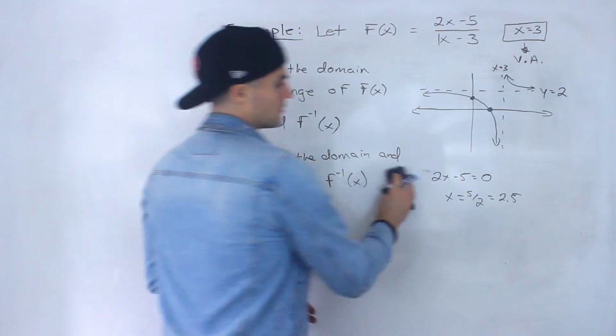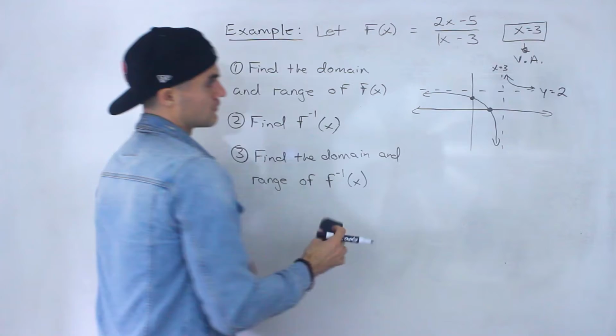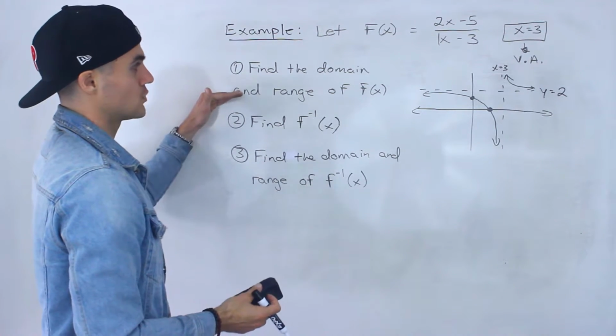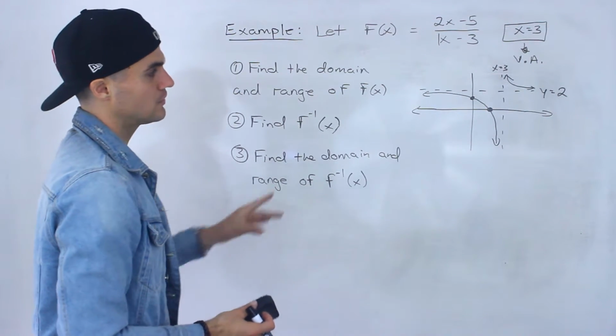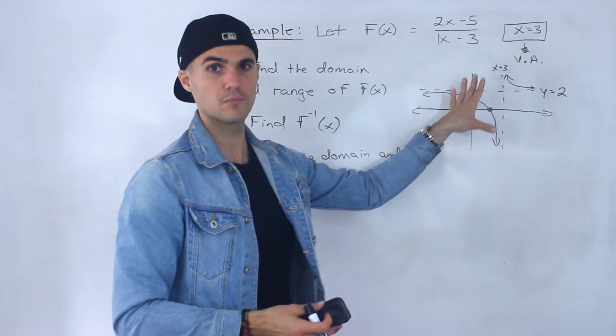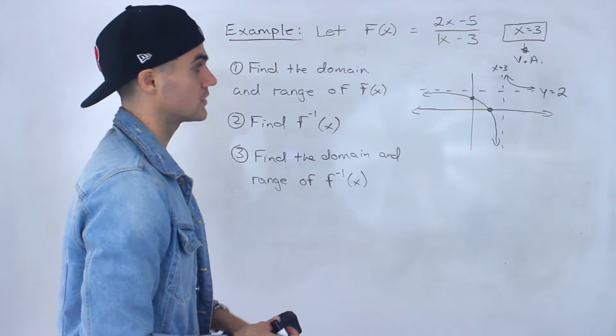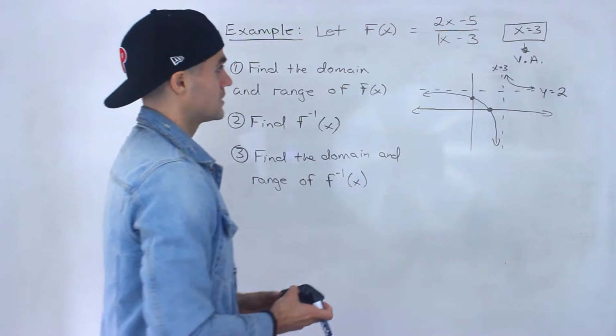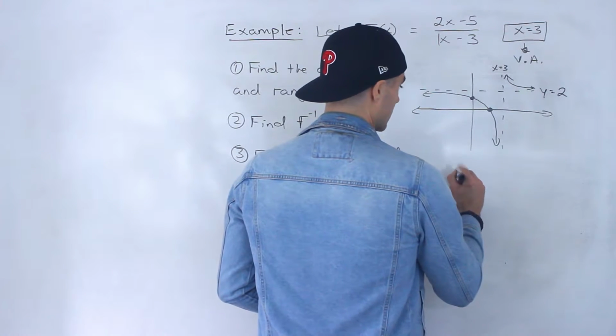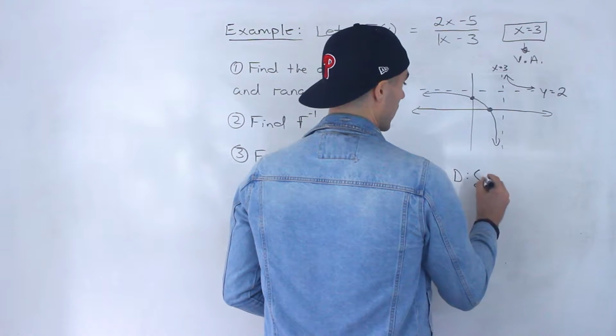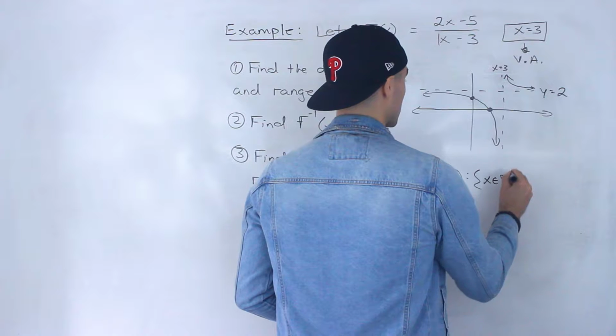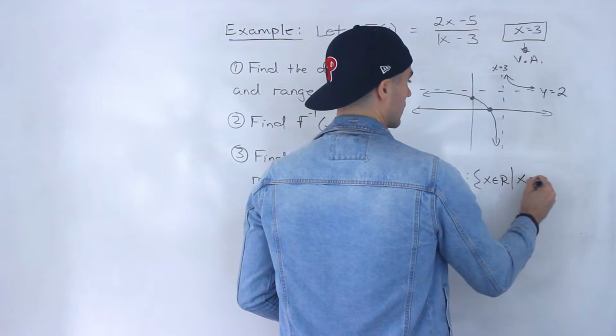Okay, so from this graph, we can find the domain and range of f of x. Now, you don't necessarily have to go through this and graph it, but I did want to show it to you visually, how it works. So the domain, in this case, is going to be what? X can be anything except for 3.